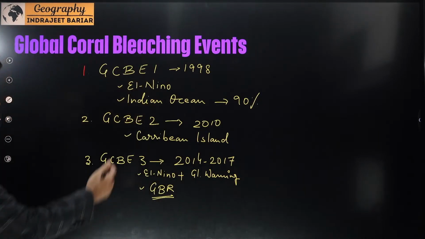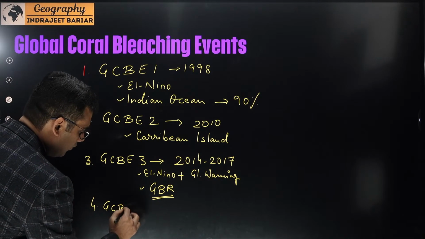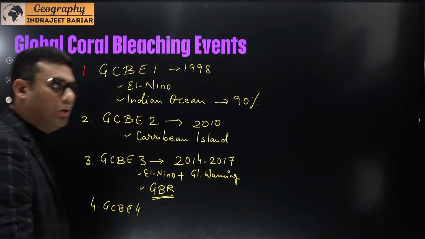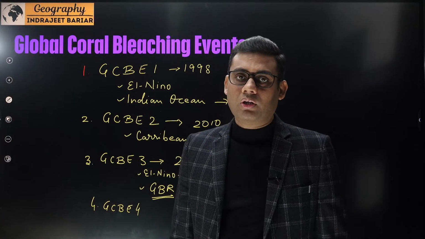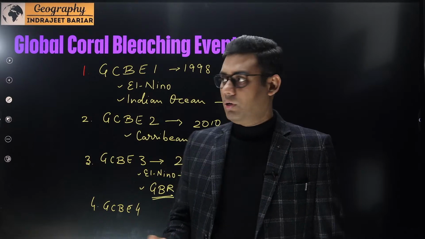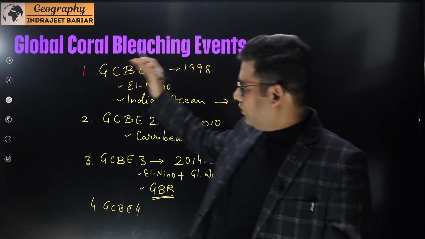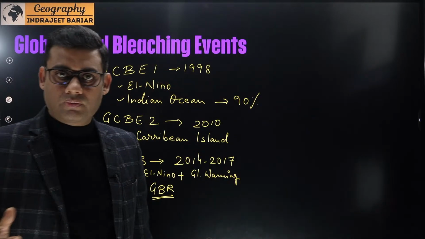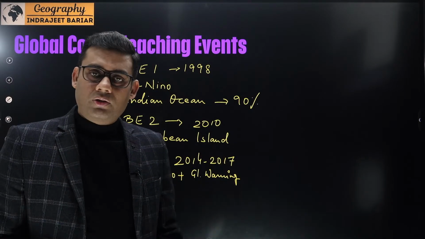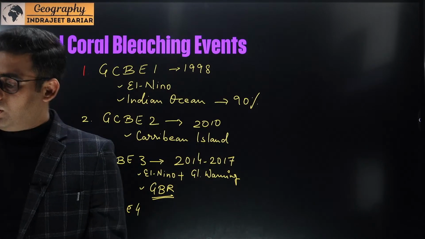Then we have GCB4, the 4th global coral bleaching event, which is the ongoing event, and this is what has been talked about in the news. So till now there have been 4 global coral bleaching events. Each of these coincides with the El Nino years. So this is the idea of the global coral bleaching events.